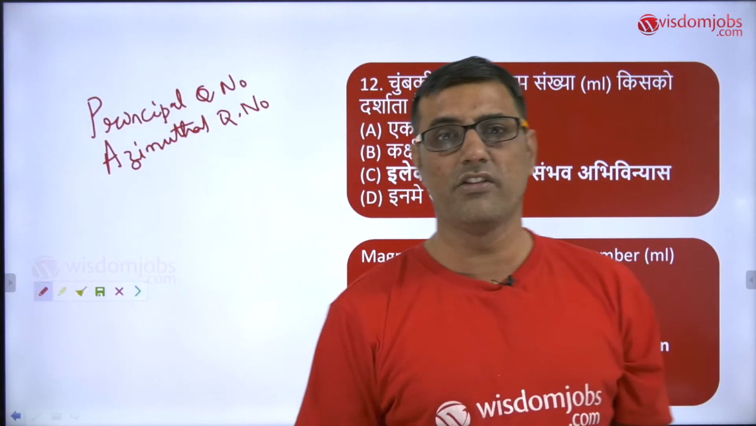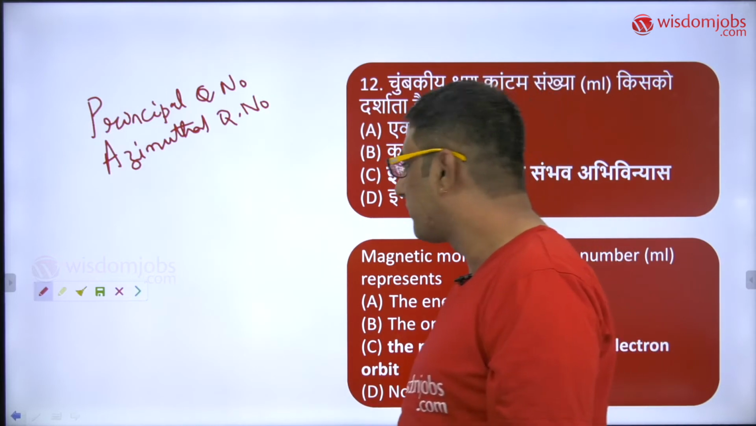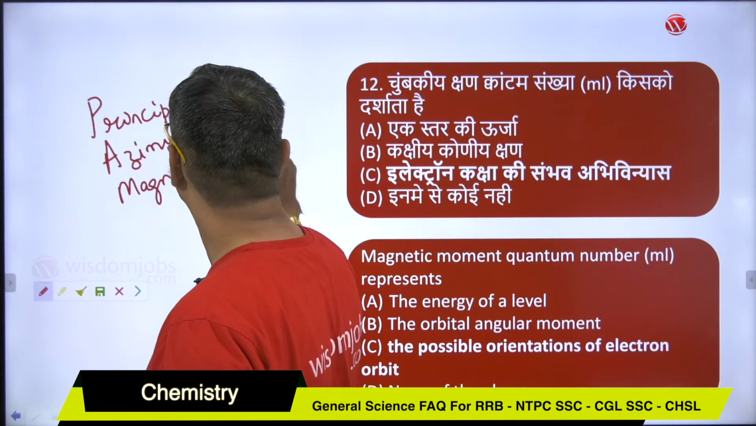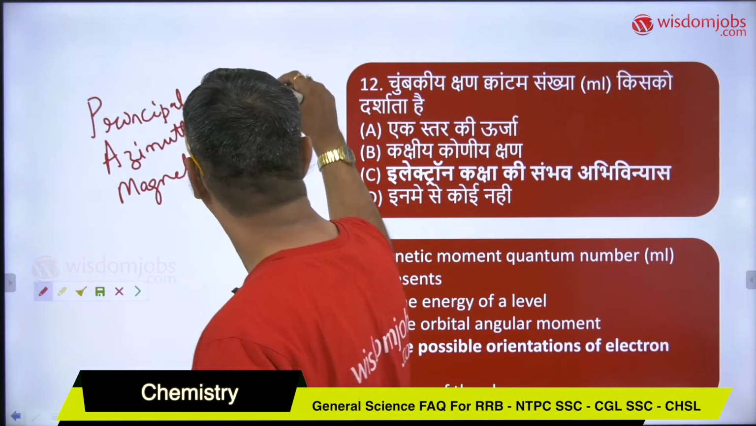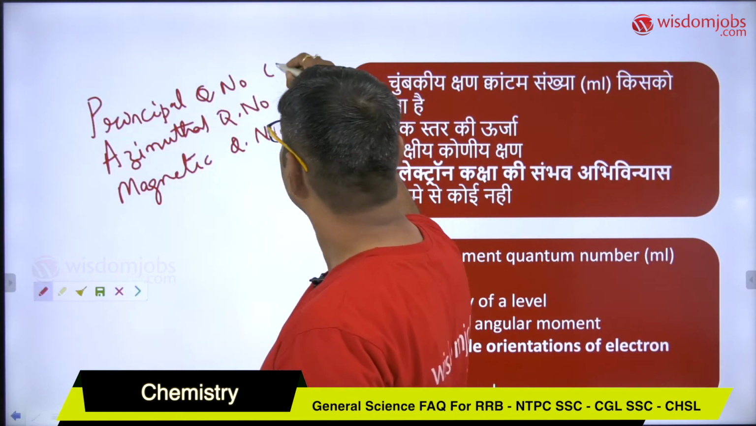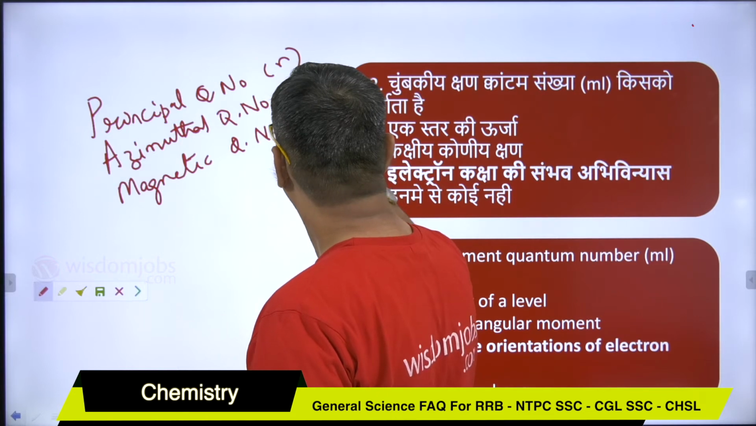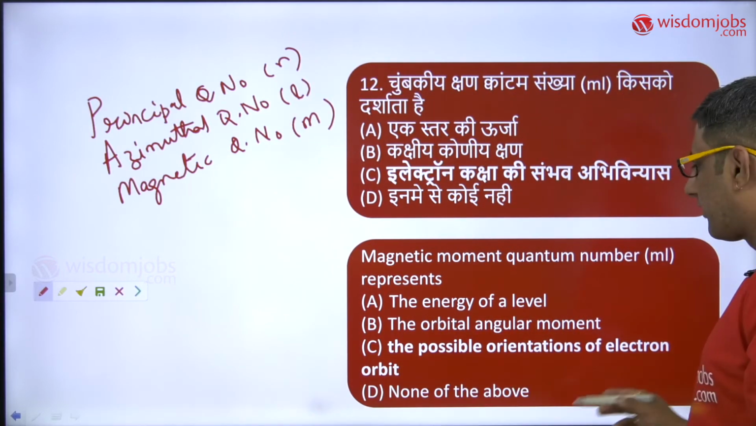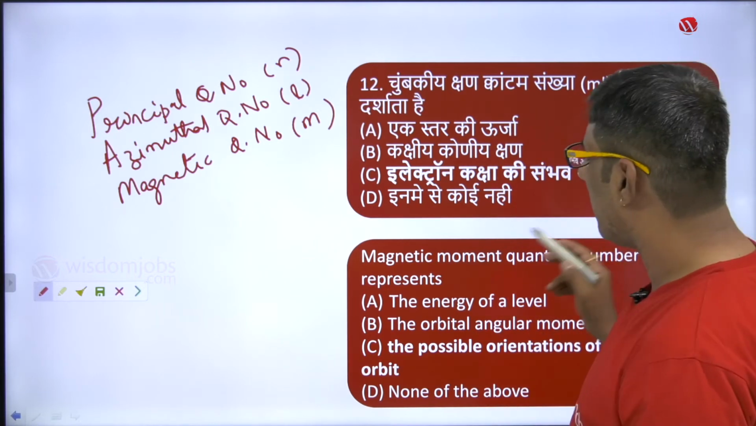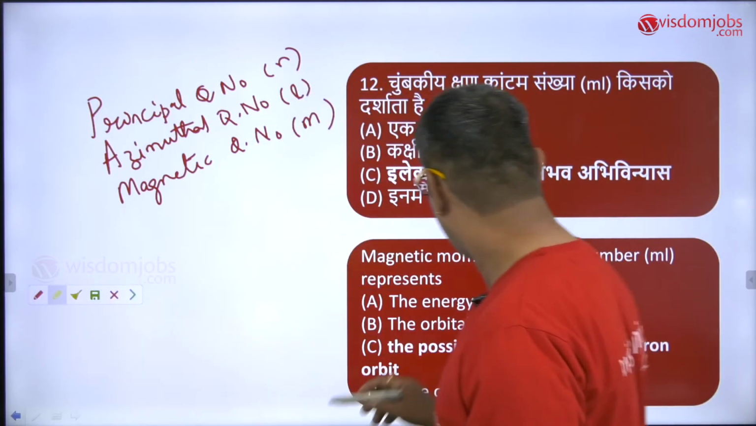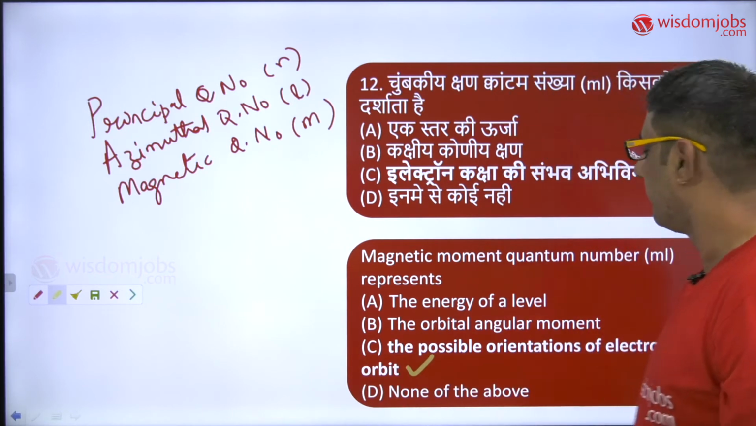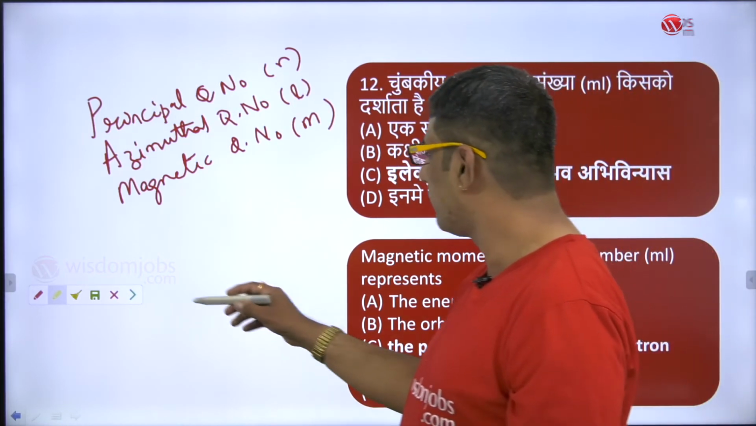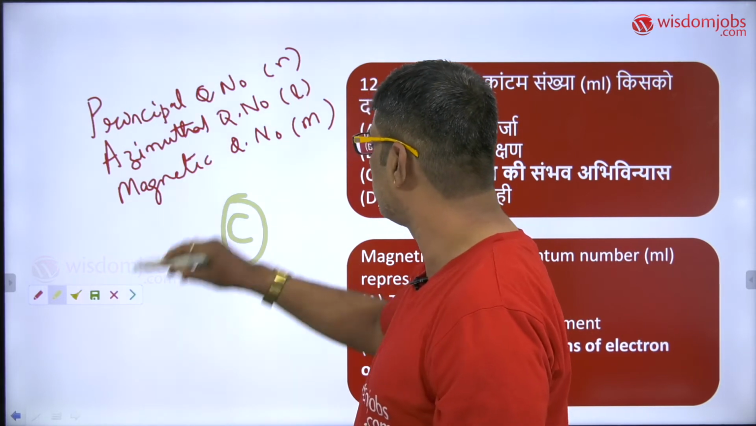This is expressed by the magnetic quantum number. The representation for the principal quantum number is n, here it is l, and here it is m. So of course the possible orientations of the electron orbit are represented by the magnetic quantum number. So C is the correct option for us.